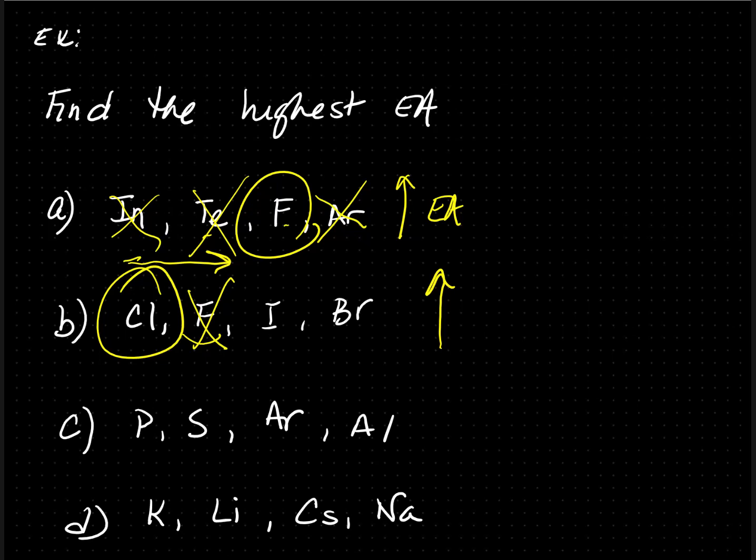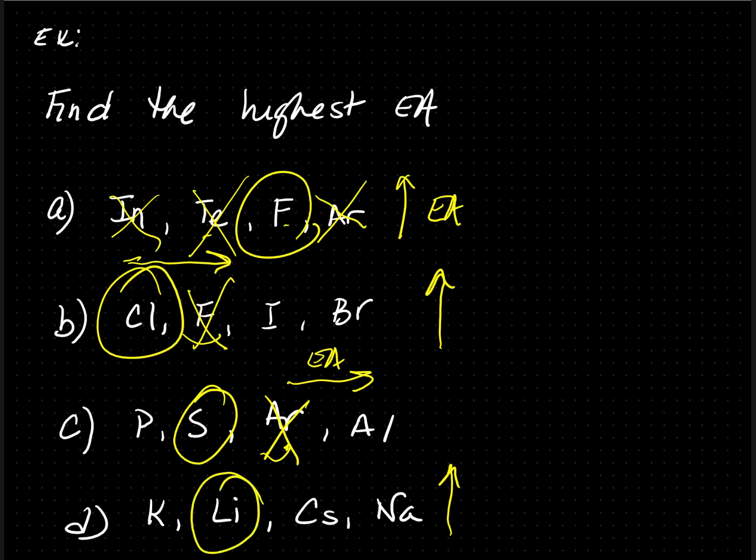For C, P, S, Ar, Al, they are in period 3. As I go across, electron affinity increases. Ar should have the highest, but since it is a noble gas, its valence shell is already filled, so it doesn't really want another electron. It's going to be sulfur. In D, we have K, Li, Cs, Na. These are in the same family. As I go up, electron affinity increases. The highest element on top is lithium, so lithium has the highest electron affinity.